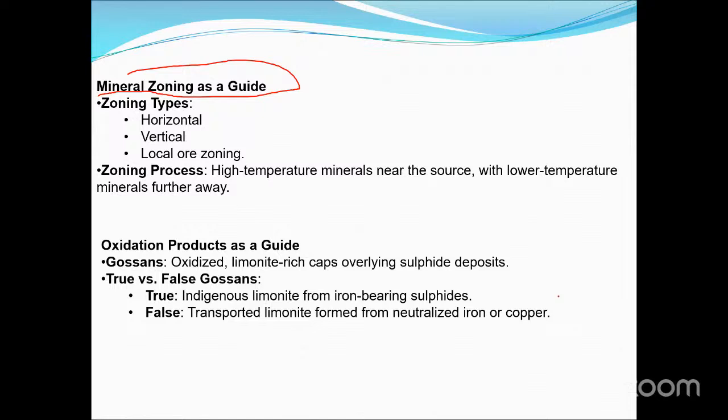So this is the transported limonite formed from neutralized iron ore. These iron and copper ores are already neutralized and transported, then limonite gossan is formed. That is called false gossan. Whereas true gossan is endogenous limonite from iron-bearing sulfides, and it has formed right there, on the top of the sulfide deposits. That is called the true gossan.